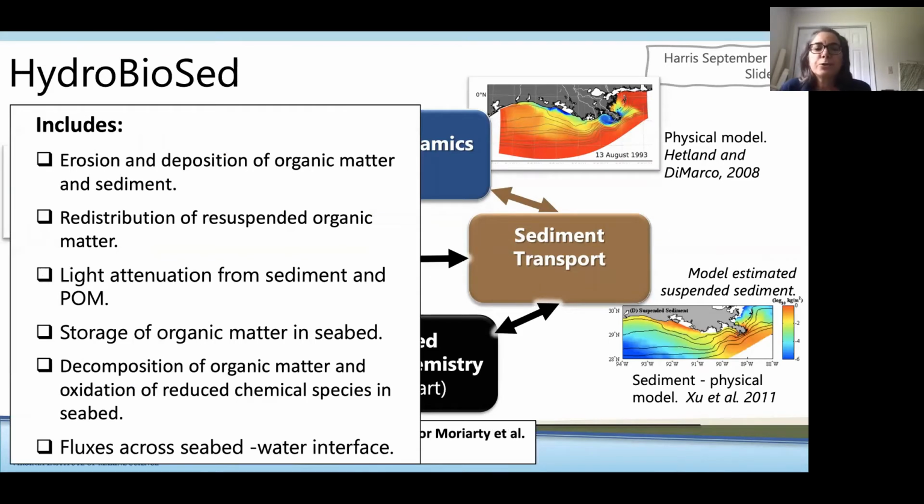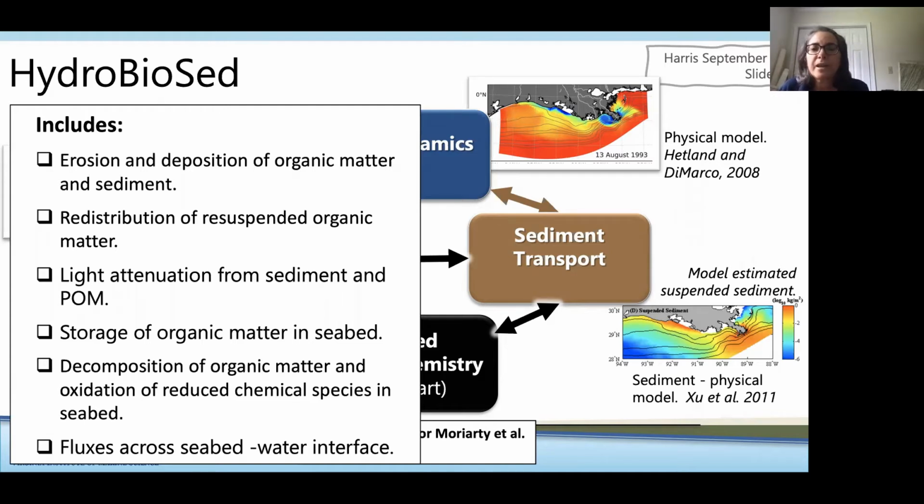What her model included, so we called this model HydroBioSed because it incorporates the hydrodynamics, the biogeochemical cycling, as well as the sediment bed dynamics. And so this includes erosion and deposition of organic matter and sediment. It accounts for the resuspension and redistribution of organic matter. So if particulate organic matter settles to the seabed, it can be re-eroded and it can be remineralized either in the seabed or in the water column. It accounts for light attenuation. When we resuspend sediment, that impacts the light attenuation in the water.